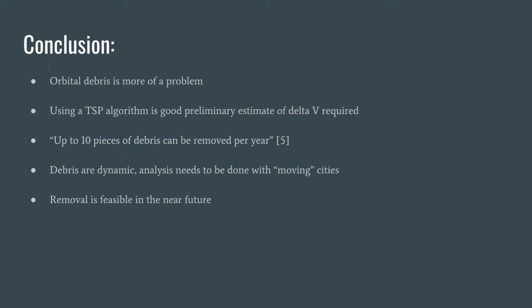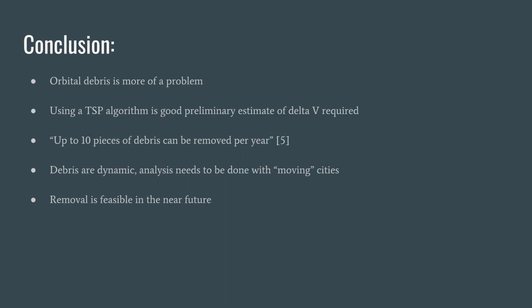With current methods of propulsion and orbit transfer, a good upper estimate is 10 pieces of debris removal per year. The only problem with this is the debris is dynamic. It's not going to stay in those constrained orbits or RAAN slots as shown in the previous picture in the RAAN walk. So to fix this, we need to come up with a dynamic solution to solve for moving cities. This requires a lot of computational power and a lot of optimization, such as what we're doing in class for homework right now. But in general, static traveling salesman problem gives a good overview, proving that removal is feasible in the near future.